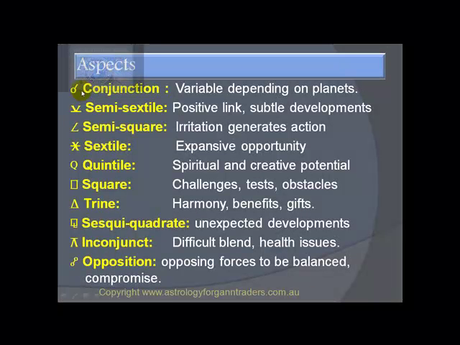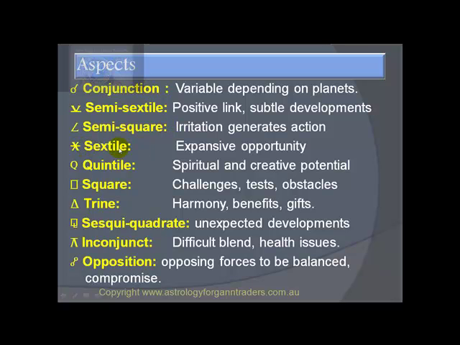So here are the aspects mostly used. We have the conjunction, which is 0 degrees, and it's a variable aspect depending on the planet. So you can't say a conjunction is either negative or positive. It really depends on the two planets coming together forming that conjunction. Now the semi-sextile, which is 30 degrees, is a positive link, but only subtle developments because it's 30 degrees. Then we have the semi-square, which is 45, and that can cause irritation but generates action.